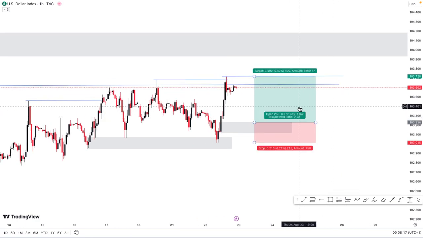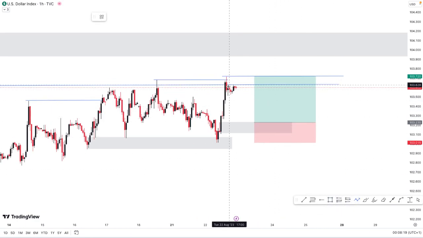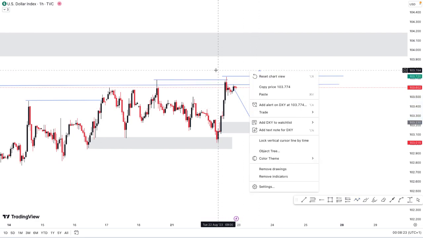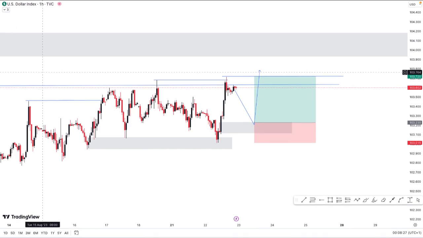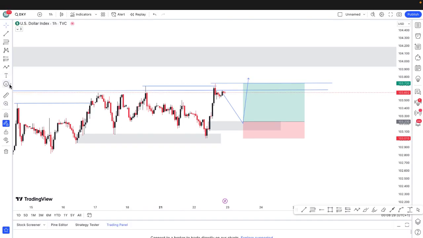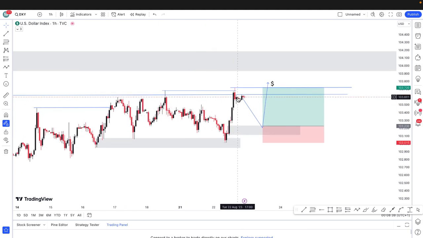I want to see this come down here and clear out the liquidity that's here. Now you need to identify where the liquidity is in the market. So I have my liquidity here. So this is my expectation for how I expect this to play out from now till tomorrow.